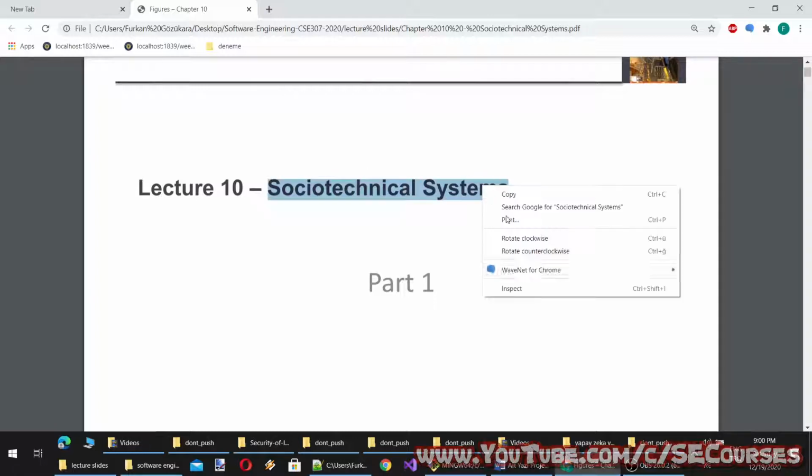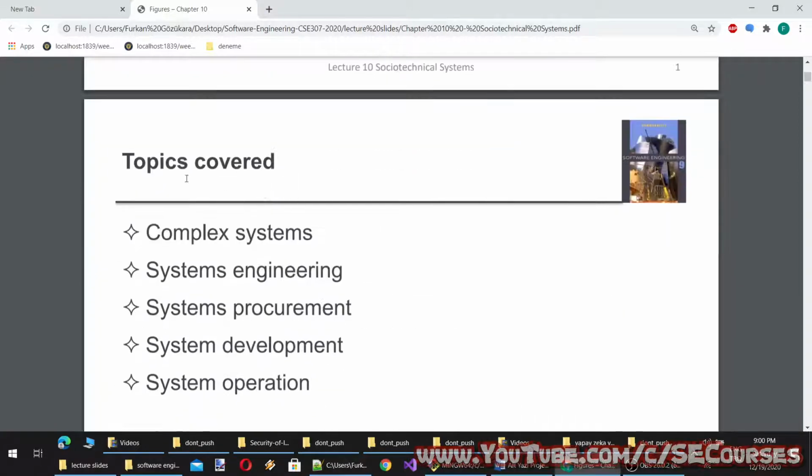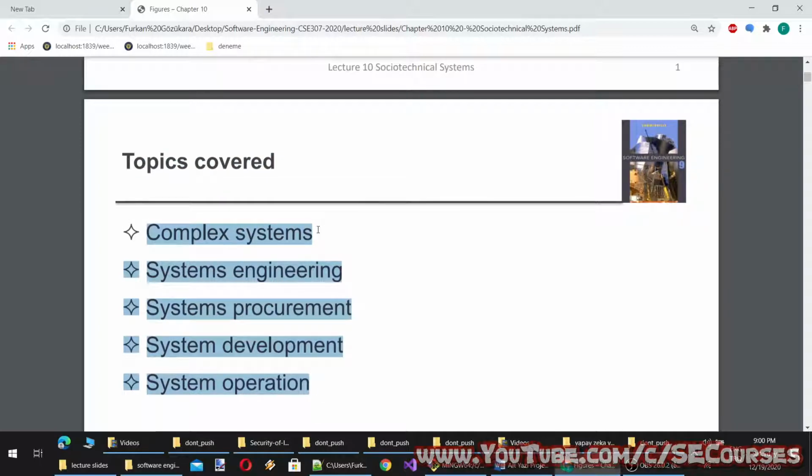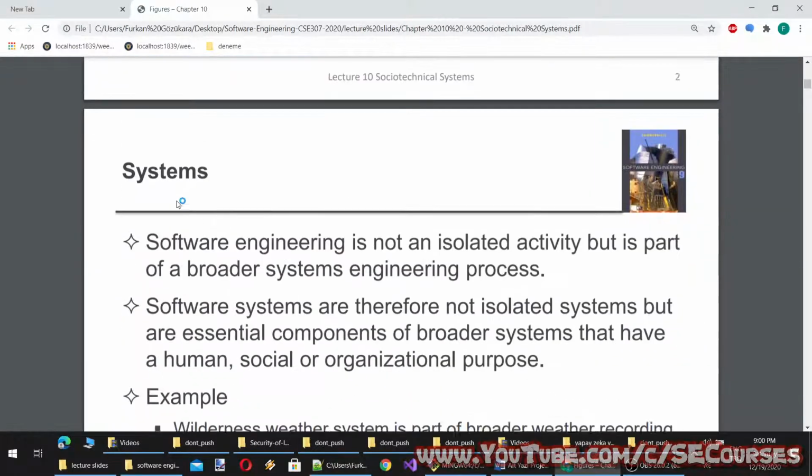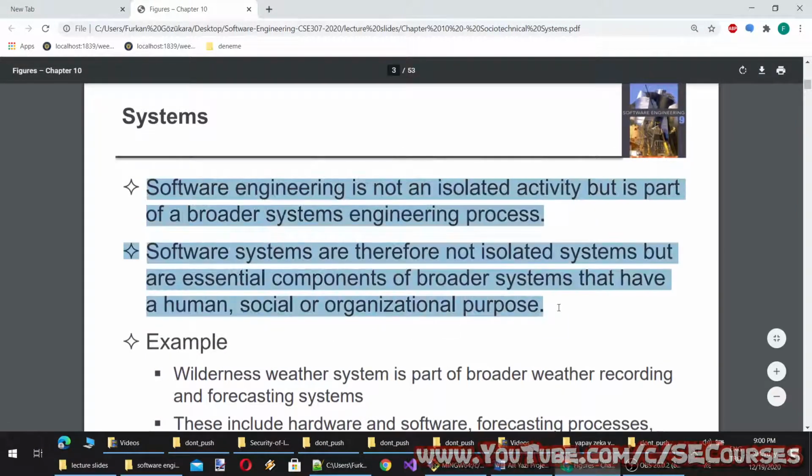Today's topic is Socio-Technical Systems. Okay, let's start. Today we will cover complex systems, systems engineering, systems procurement, system development and system operation. Systems.